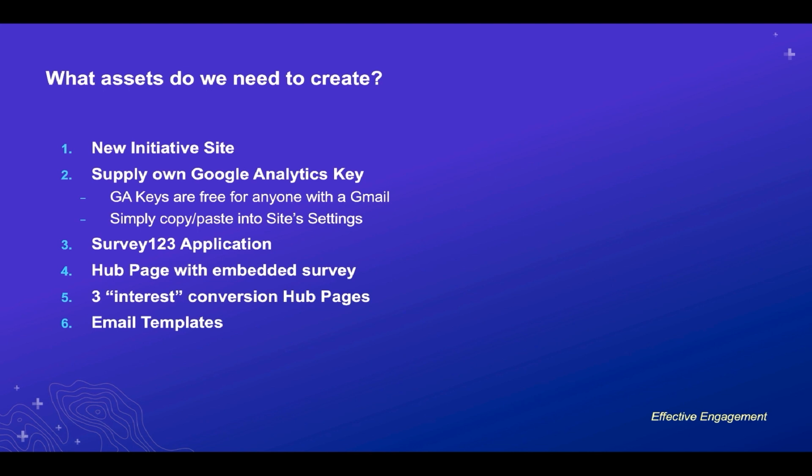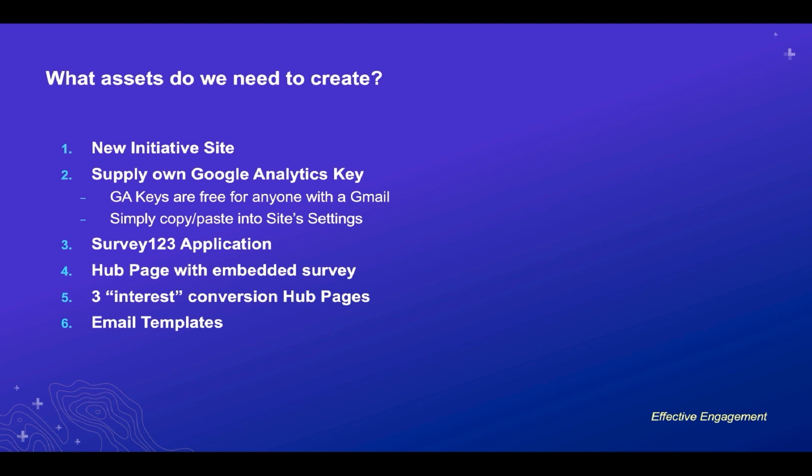That tells us a little bit about what assets we need to create right off the bat. We're going to set up a new initiative site. We do supply generic Google Analytics, but we're going to need to leverage our own Google Analytics key in order to tackle that page view traffic and some of the other insights we're looking to target. These are free to anyone with a Gmail account, and you can simply copy and paste that into your site's settings, underneath the domain in the site settings on the layout editor.